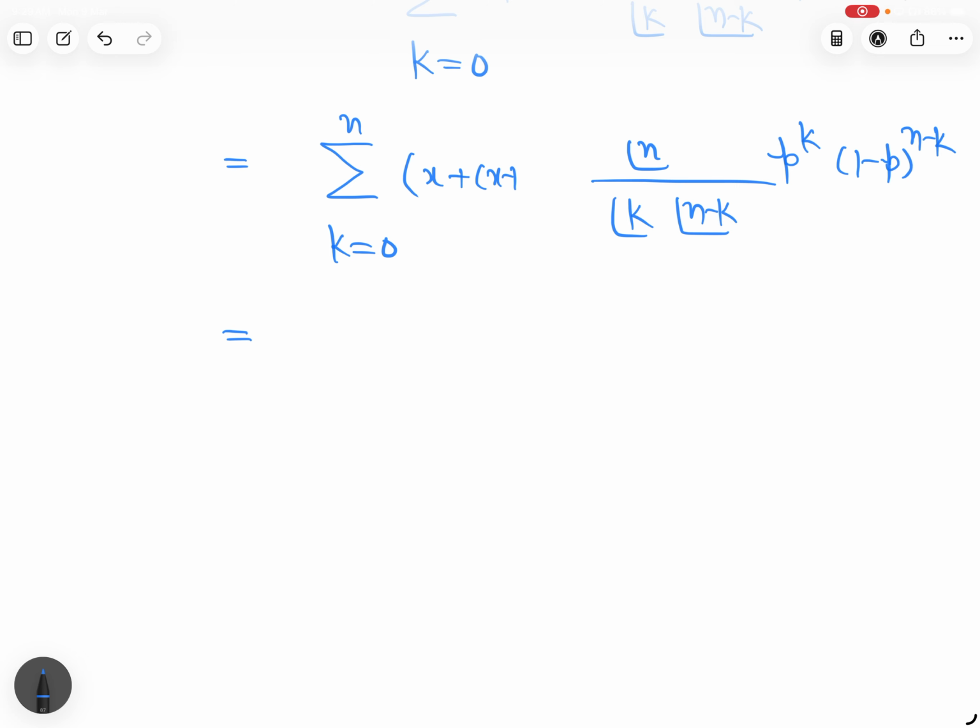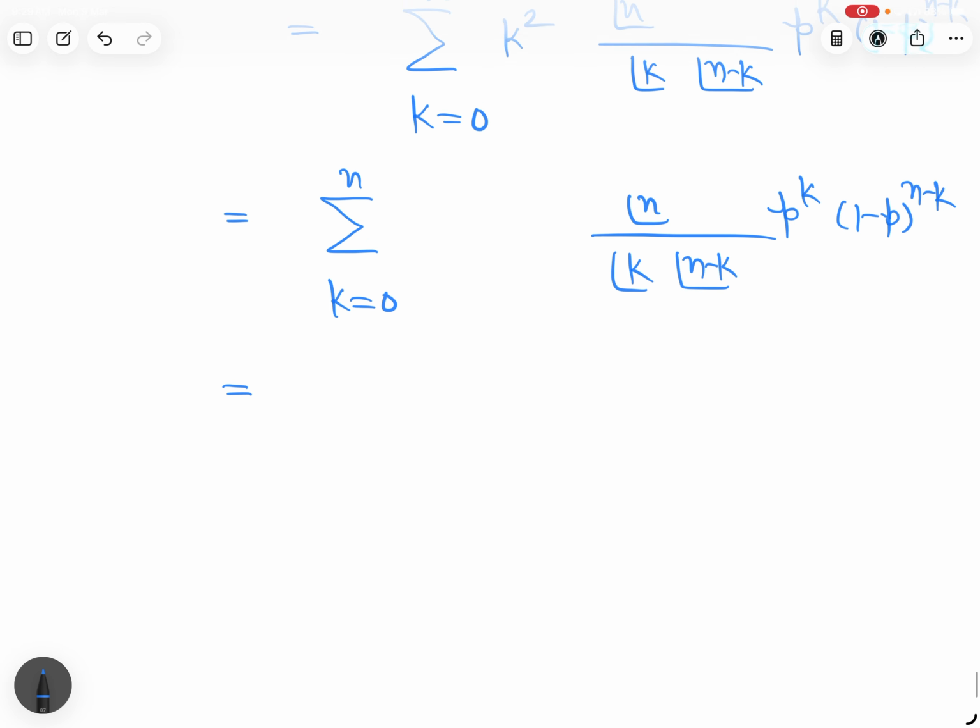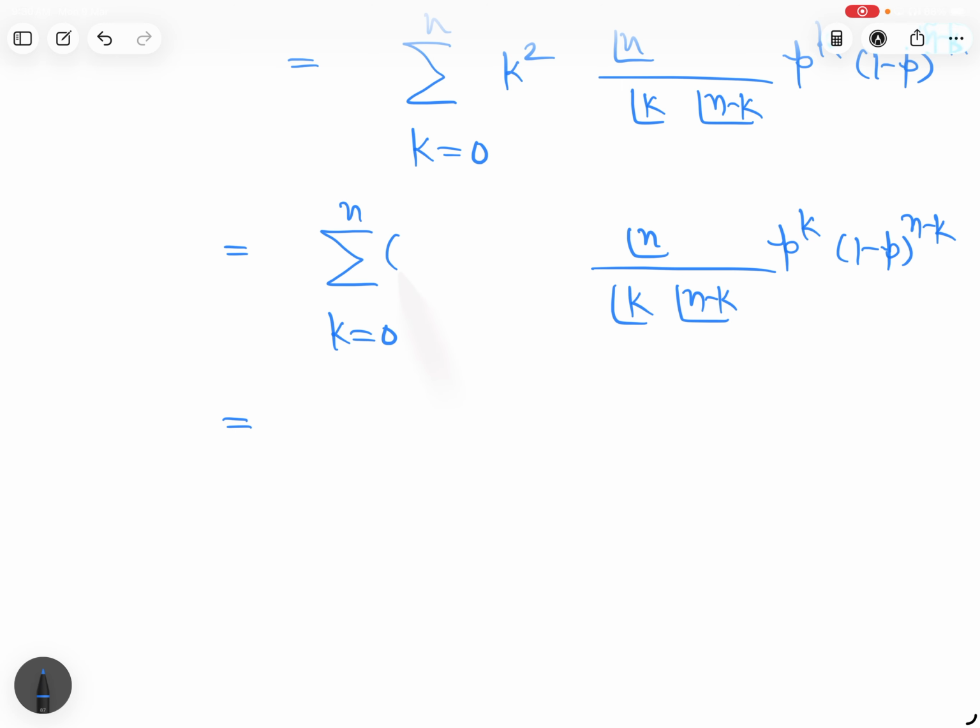Okay. So how can I write k square? I can write k square as k into (k minus 1) plus k. After solving it, what will you get? You will get the same thing. So open this.